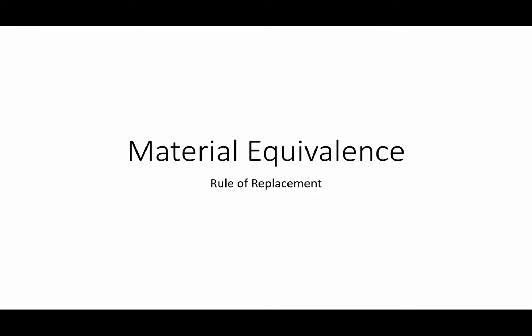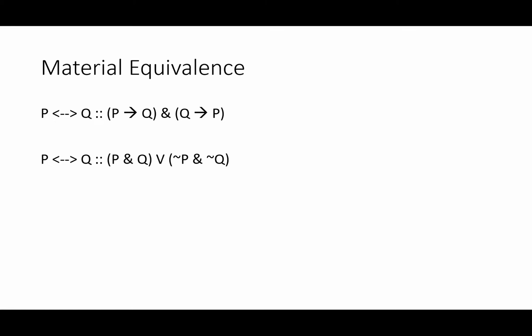Material equivalence, a rule of replacement. Like some of our other rules, this is really two in one. P, if and only if Q, is logically equivalent to if P then Q and if Q then P. That biconditional is also logically equivalent to either P and Q or not P and not Q.